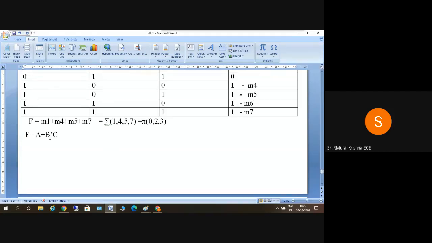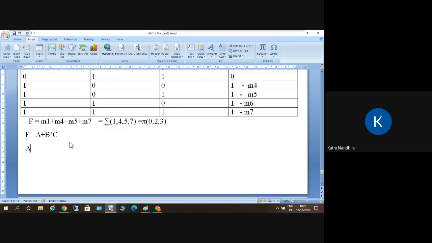In a similar way, I don't have A in the second term, where B is 0 and C is 1. What is the value of A? We have to find that out. This F is equal to A plus B bar C is a standard form. We have to convert that into a canonical form in the following method. So what is A plus A bar?